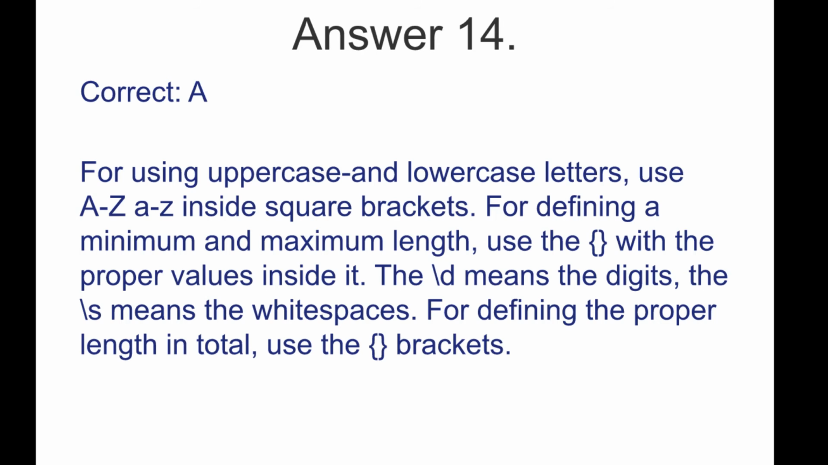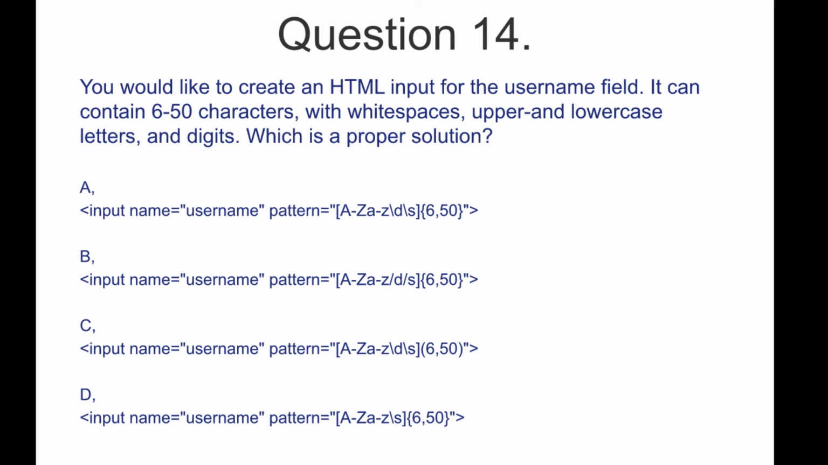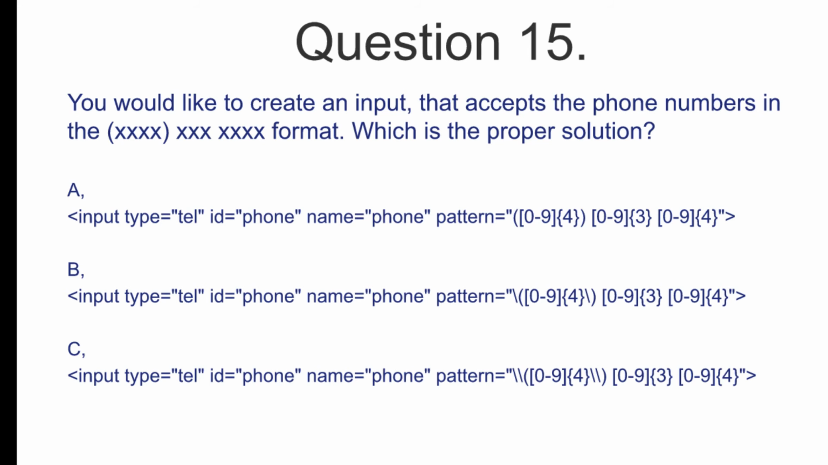And let's take a second look at option A. So that was input name, username, and with that type of pattern. Question number 15. You would like to create an input that accepts phone numbers in this type of format. So within the rounded brackets, there's 4 characters, then 3, and then 4. Which is the proper solution?